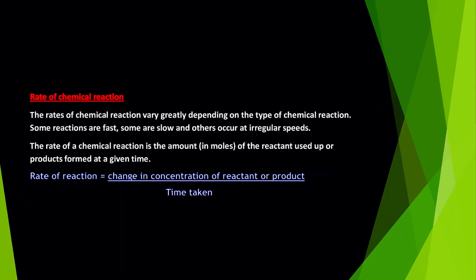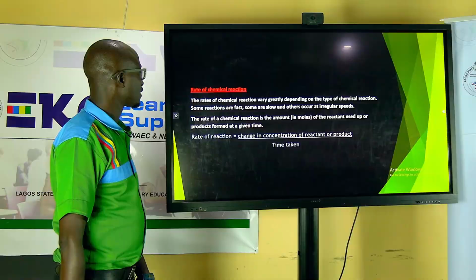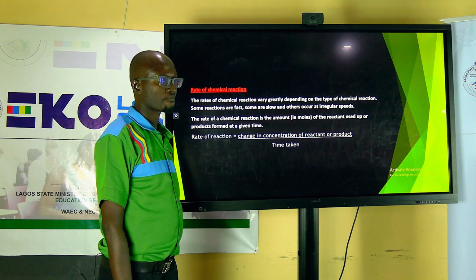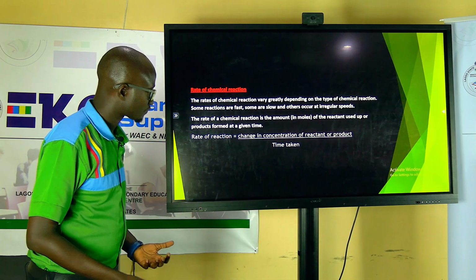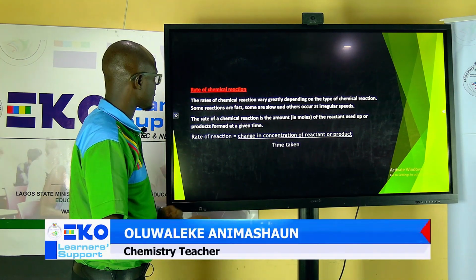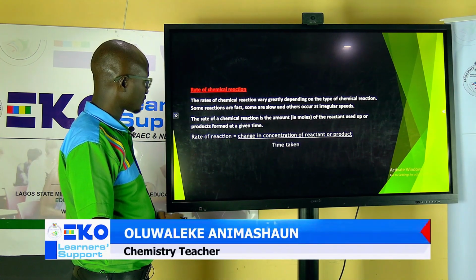The rate of chemical reaction varies greatly depending on the type of reaction. Some reactions are fast, some are slow, and some occur at irregular speeds. Simply put, the rate of a chemical reaction is the amount in moles of the reactant used up or product formed at a given time. So that's what rate of reaction is telling us.